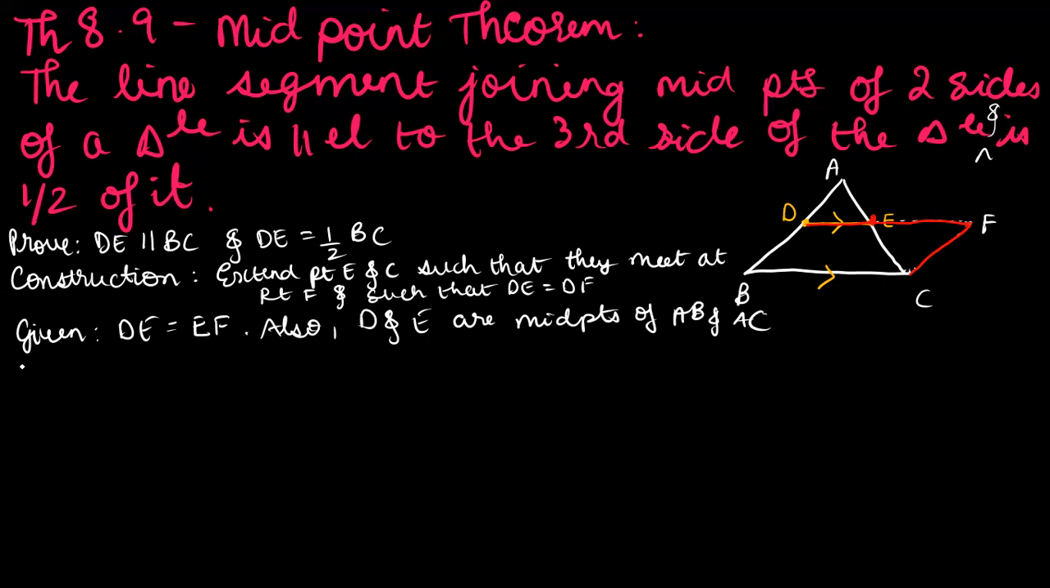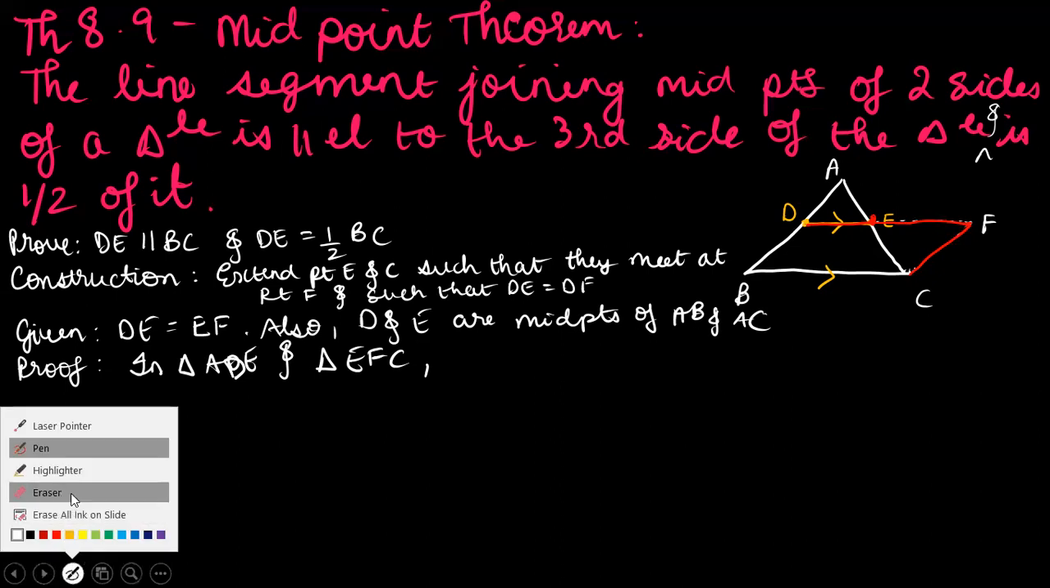Okay, so the proof is: in triangle ADE, where is triangle ADE? ADE and triangle EFC, that is this triangle EFC. These two triangles, we are going to prove that these two are congruent to each other. Why? You will find out. One second.